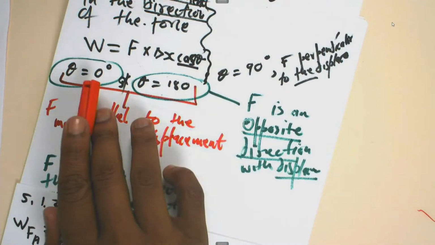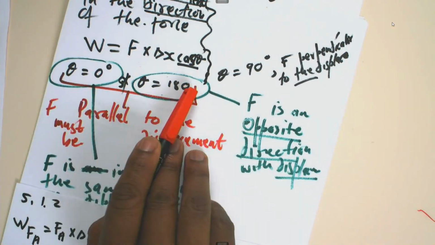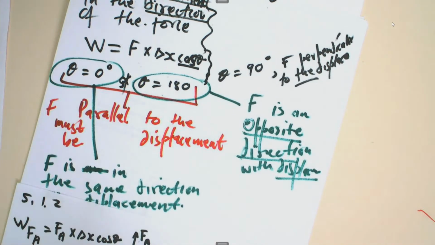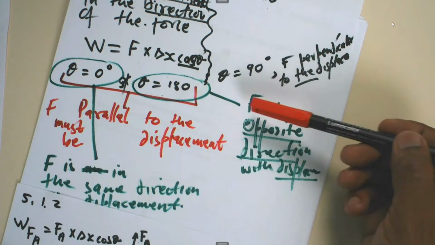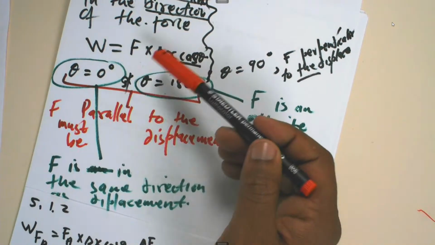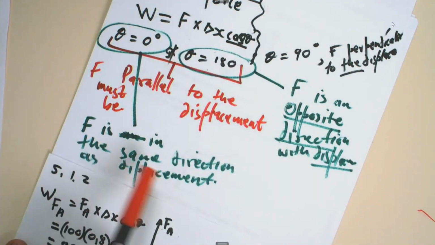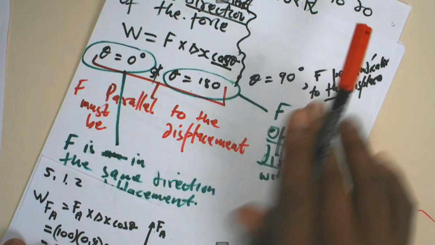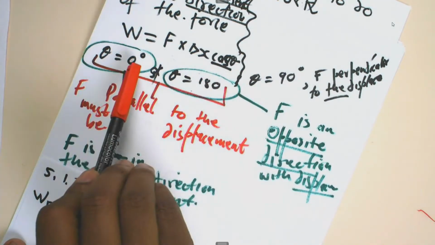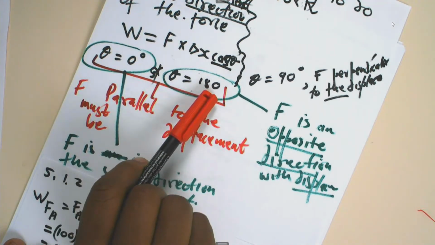So with this one you only get a +1 and a -1. Then it indicates that part of direction when you say F is in an opposite direction with the displacement, as well as saying with 0 now, F is in the same direction as the displacement. So kindly remember that in this equation of work, we can only substitute 0 and 180.